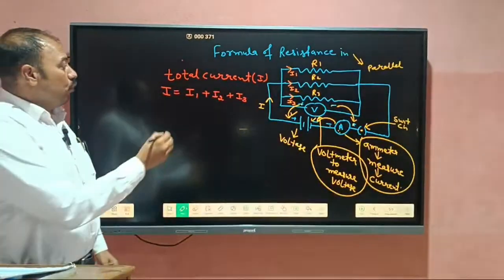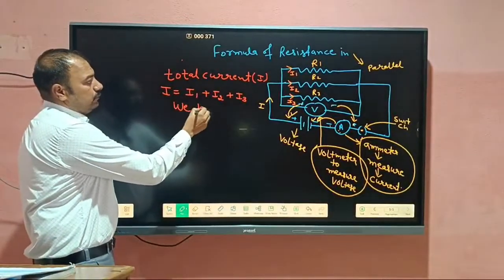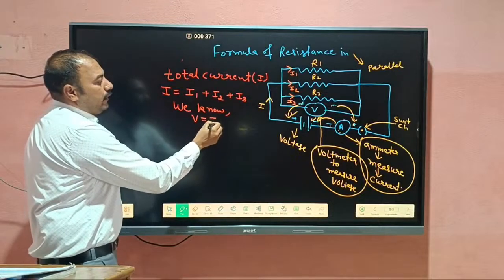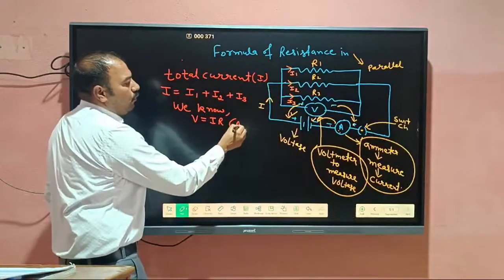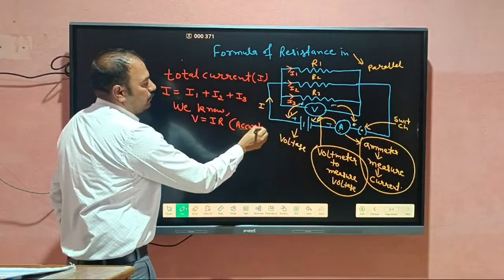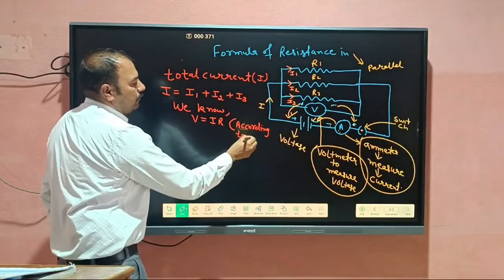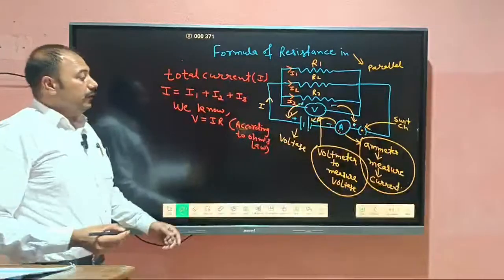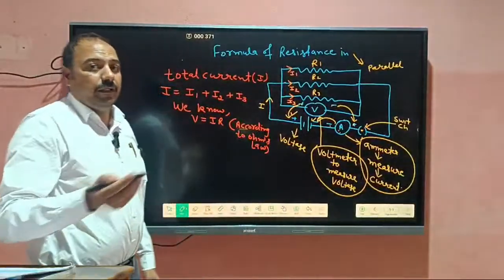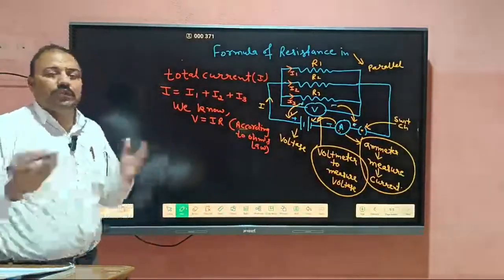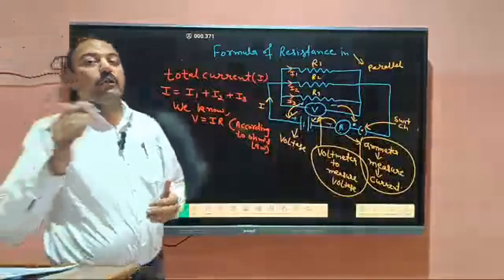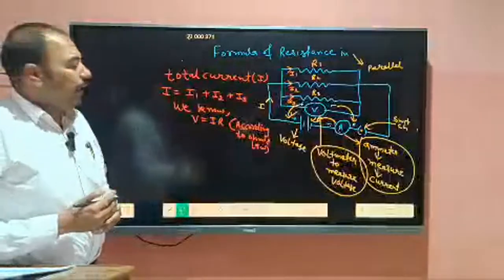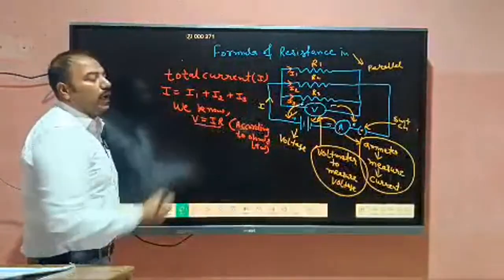And we know, according to Ohm's law, V is equal to IR. Ohm's law was already explained in the previous lecture. What is Ohm's law? The current produced in a wire is directly proportional to the applied voltage, keeping physical conditions constant. And we derive the formula V is equal to IR.